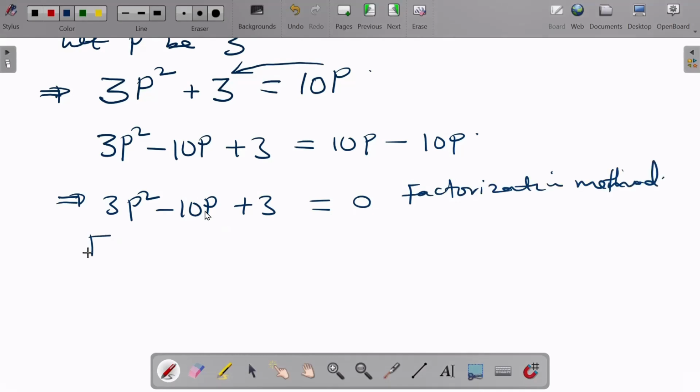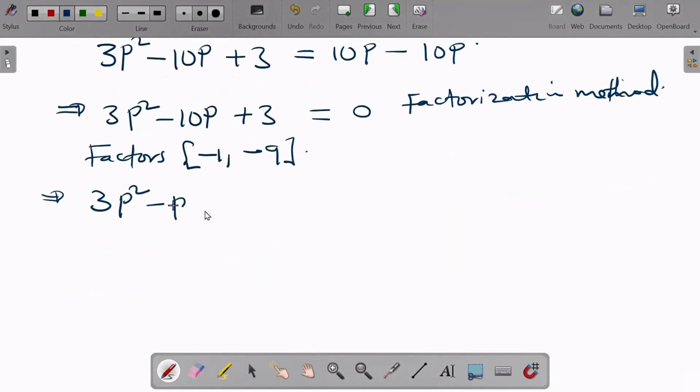So the factors are -1 and -9, because the sum of the factors is -10. If we add -1 and -9, we get -10. Then 3 times 3 is 9, and if we multiply -1 and -9, we get 9. So these are the correct factors. It means that we are going to have 3p squared minus p minus 9p plus 3 equals 0.